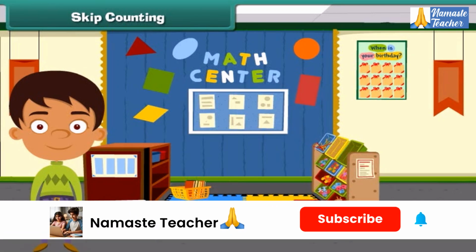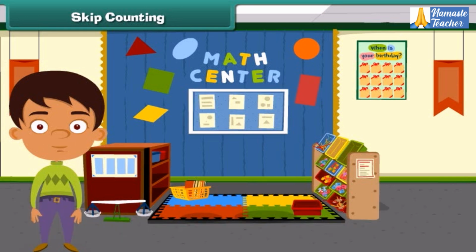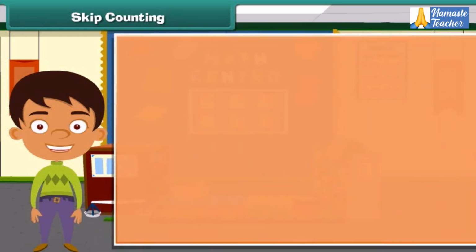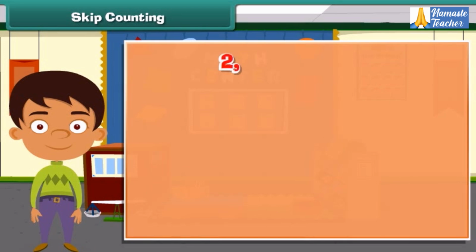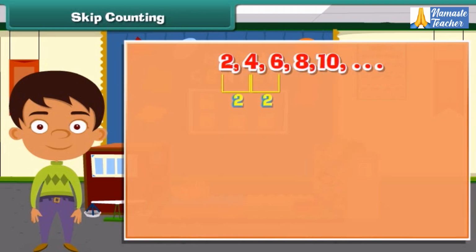Skip counting. Skip counting helps us to count many things quickly. It also helps us to learn multiplication tables. Skip counting by 2 looks like this: 2, 4, 6, 8, 10. It simply means we skip 2 places and arrive at the next number. Here, if you observe, the difference between any two adjacent numbers is the same, and it is 2.